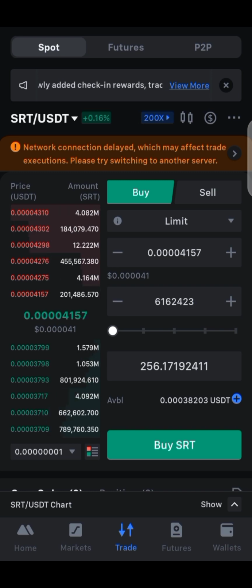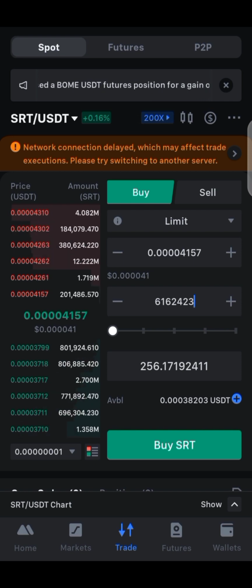If you actually use limit order, I assure you it's not even up to 6 hours before your trade will execute and you come and sell and make profit. Okay, make sure you use limit order.